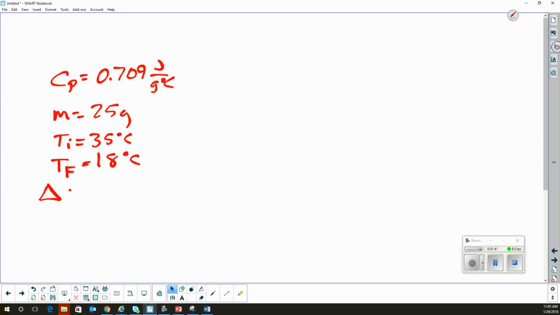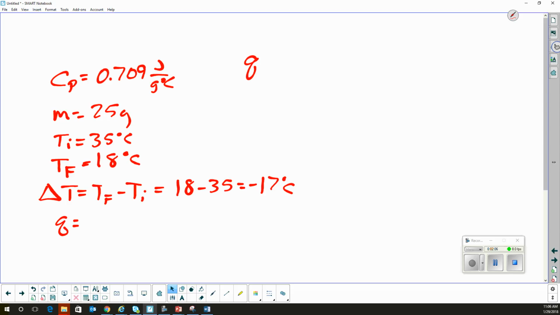To get your delta T, it's T final minus T initial. So by doing that, you're actually going to end up with a negative number because you're going to go 18 minus 35, and that will be a minus 17 degrees Celsius. So you got to get careful there. And then you're going to plug it in. You're looking for Q. And you're going to use the equation Q equals mCp delta T. Because you've got a negative number here, Q needs to be negative.